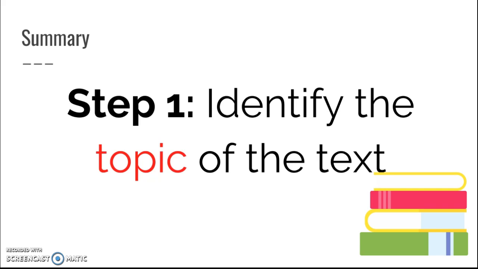We got 4 steps for this strategy. The first one, and really the first couple, should be pretty familiar to you guys. The first one is to identify the topic of the text. Look at the whole thing and think, okay, what do all of the ideas connect to? What is the topic or subject of this passage, this paragraph, this chapter, whatever it is that you're summarizing?